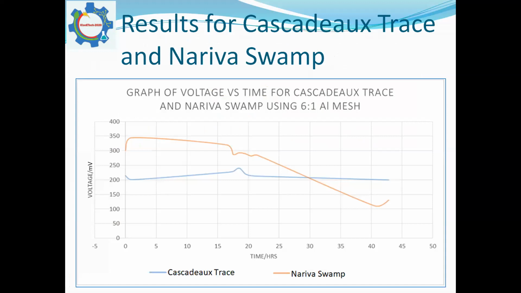After testing our samples and ratio combinations, we selected the more attractive results. Here we see Nariva swamp reaching a high of about 350 millivolts initially, then falling off gently for the next 40 hours, while Cascadeaux trace produced a relatively steady voltage of 220 millivolts throughout the study.